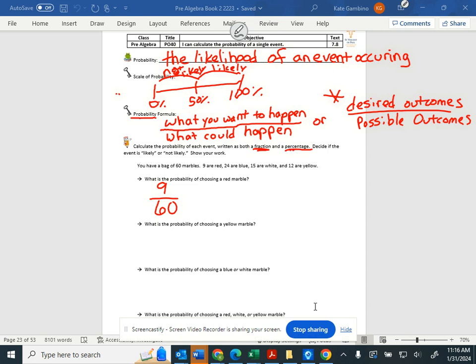We want to turn that into a percent now. So what's the percent? Lucas? 15. Because 9 divided by 60 is 0.15, which we know is 15%. So, last part, likely or not likely? Not likely. 15% is way under 50%.